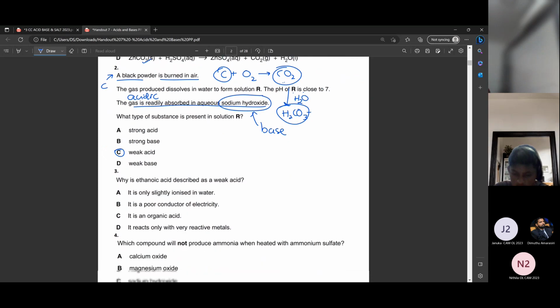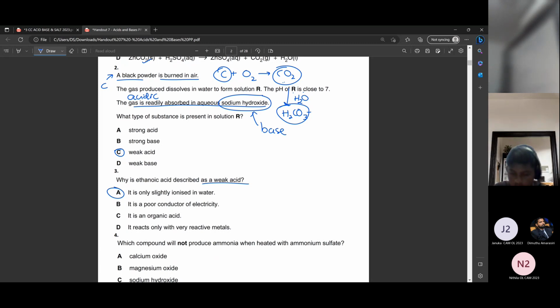Right. So why is ethanoic acid described as a weak acid? It undergoes slight dissociation. This is a 5-second question because it is a definition thing. No? A weak acid undergoes incomplete dissociation. It's a definition thing. You straight away write the answer. Ionization is like dissociation into ions.